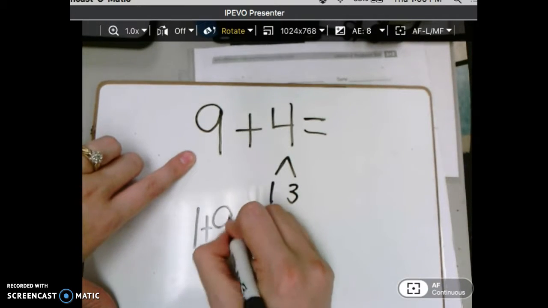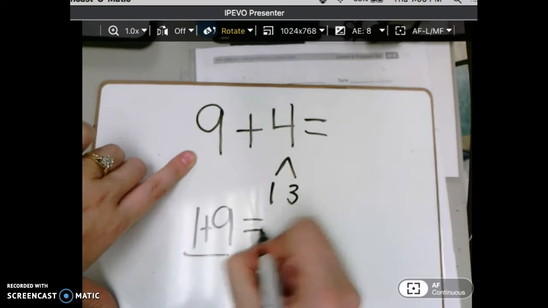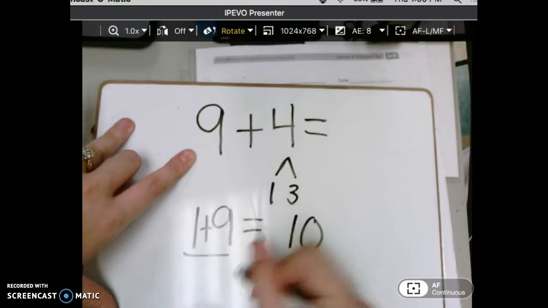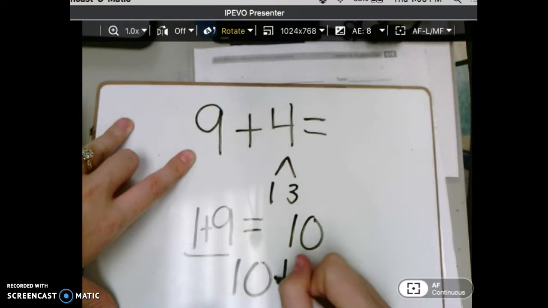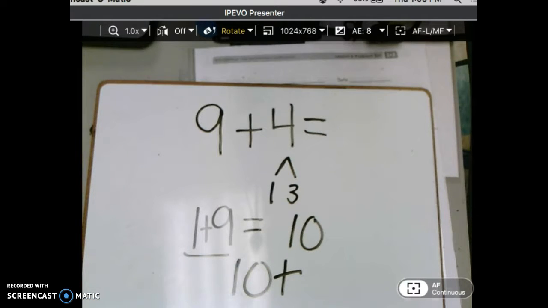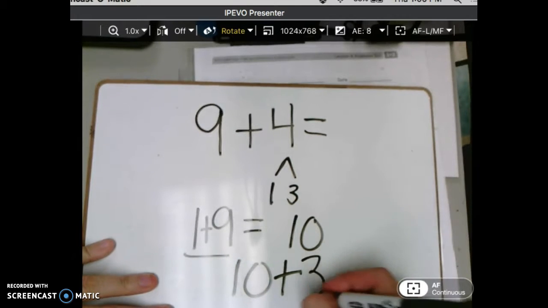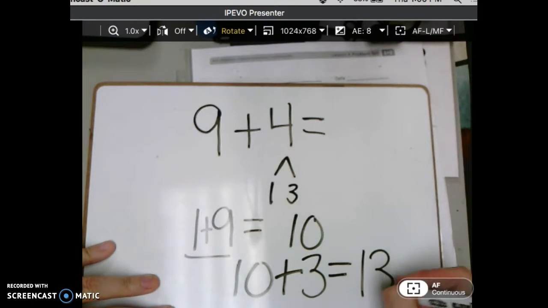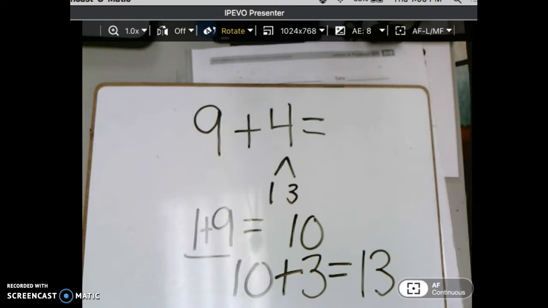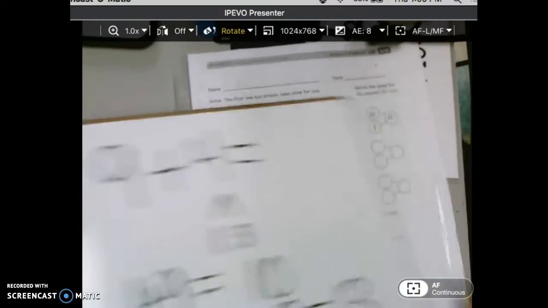1 plus 9 equals 10. So then I have 10 plus what? Plus 3 equals... Woo! Smart friends in my class. All right, let's look at our papers that we're going to be doing.